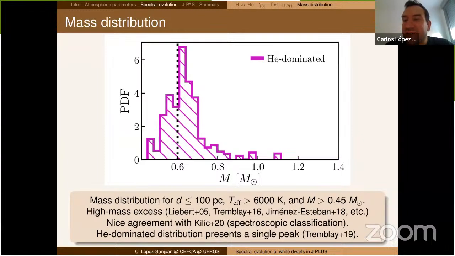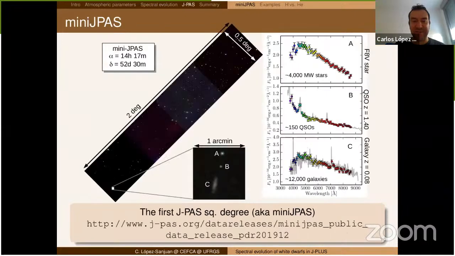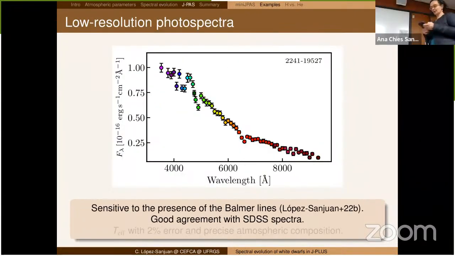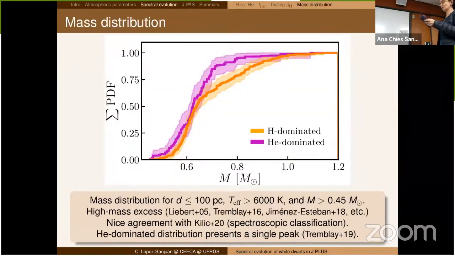Okay. Do we have questions from the audience? There is one here. In the comparison, there is an excess of more massive objects. What are those?